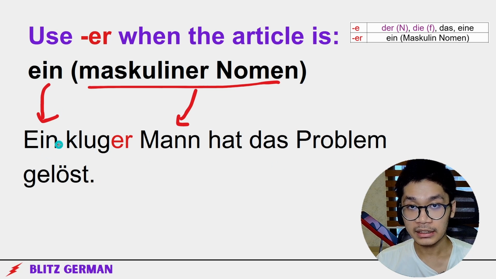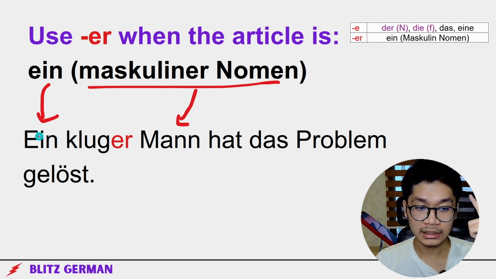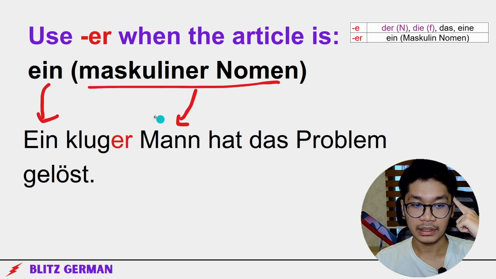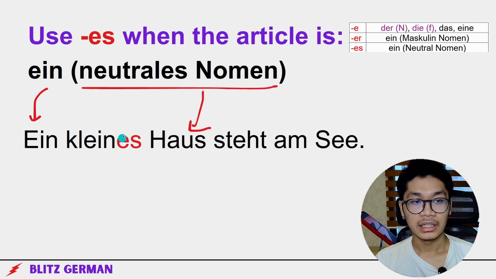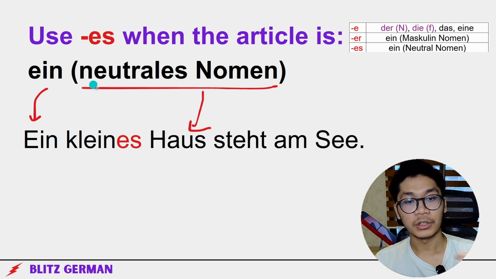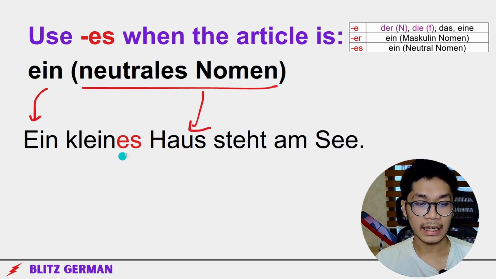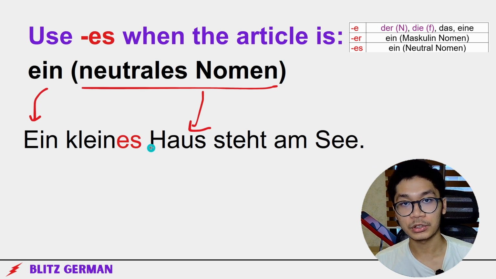Here, when you see ein, you have to think. Instantly think, when you see ein, does this belong to a masculine noun? If yes, use er. If not, use es, just like in this one. When the article is ein and it belongs to a neutral noun, we use es instead of er, okay? See ein, think: Neutrum oder maskulin.